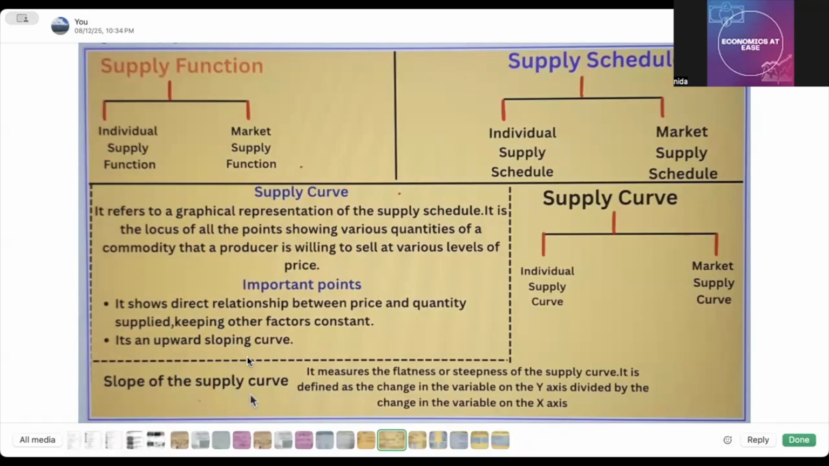Then it is an upward sloping curve, okay. Then the supply curve is of two types: the individual supply curve, which is of a single individual supplier, and the market supply curve, of all the suppliers, okay.